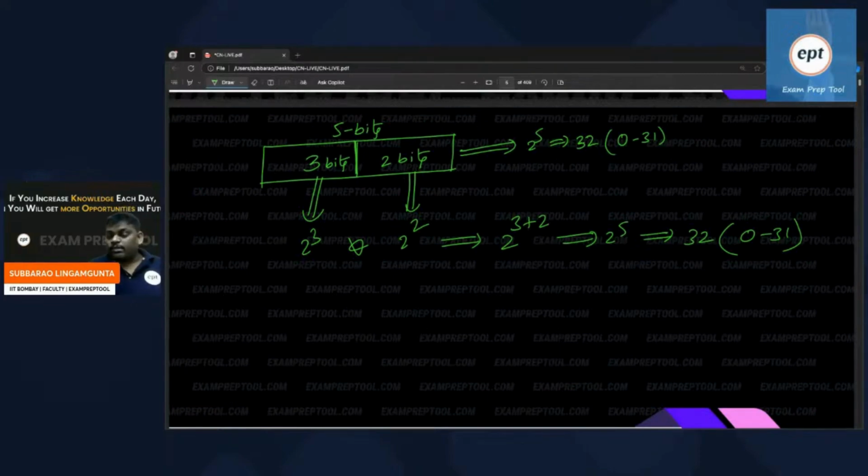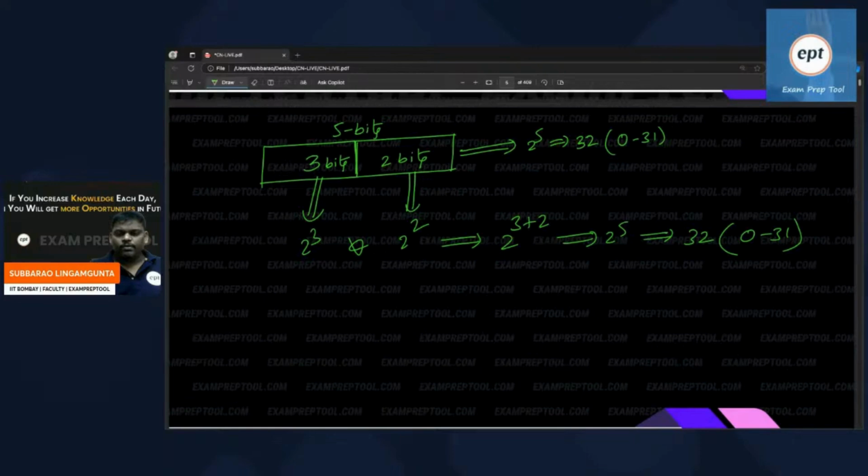The same thing can be done like this also. In the examination, they may not ask directly how many total possibilities with 5 bits, because everyone would answer that. But they may ask indirectly: 5 bits are divided into 2 parts, one part contains 3 bits, another part contains 2 bits. Total possibilities how many? Same story.